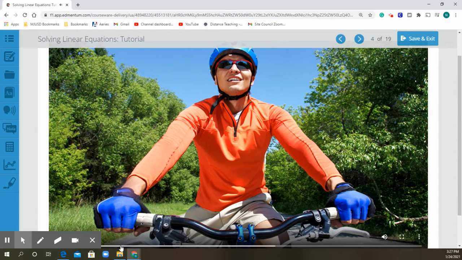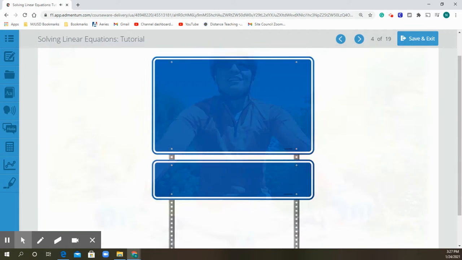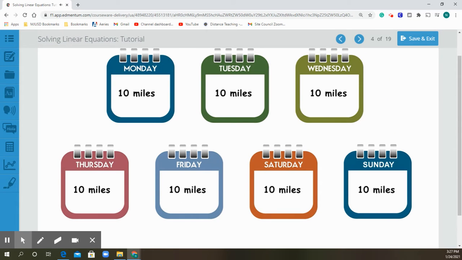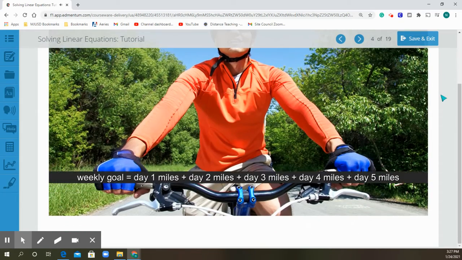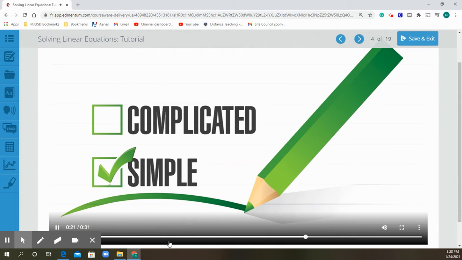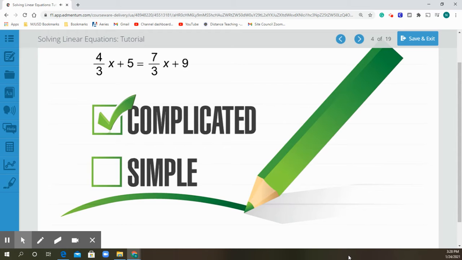Gavin likes biking. He never misses a chance to go for a ride when the weather is nice. He has set a goal for the number of miles he wants to ride this week. Now he wants to figure out how many miles he should bike each day to meet his goal for the week. He can model his situation using a linear equation and then solve it to get the answer. Solving one- and two-step linear equations should be a familiar process now. In this lesson, we'll focus on solving more complicated linear equations.